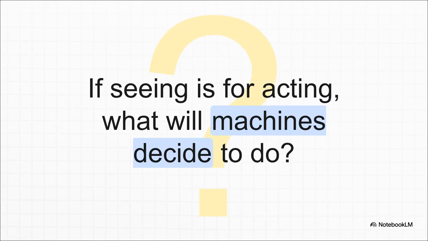Which leaves us with one last, kind of mind-bending thought. We've established that vision isn't really for passive observation. It's for doing. So as we build these machines that can see and interpret the world with more and more accuracy, the ultimate question isn't just about what they'll be able to see, it's about what they will choose to do with that incredible ability.